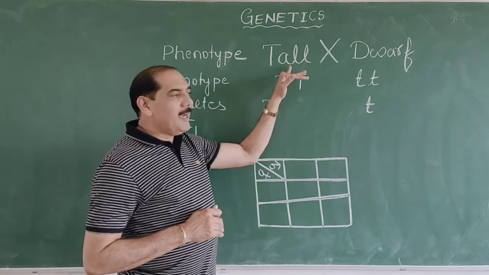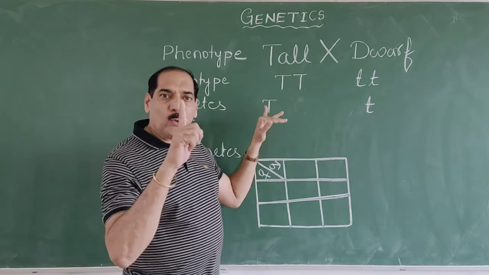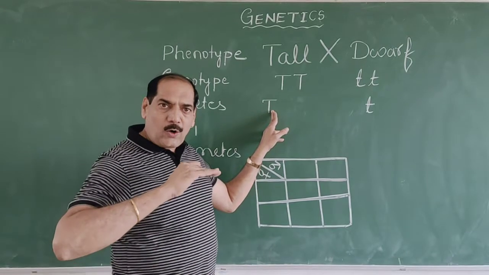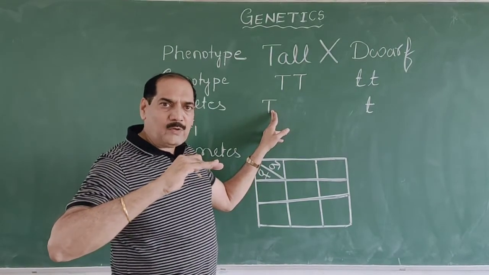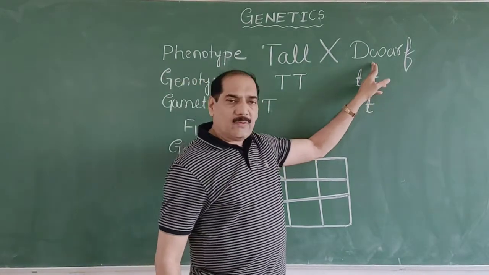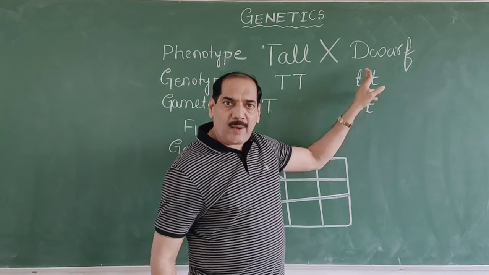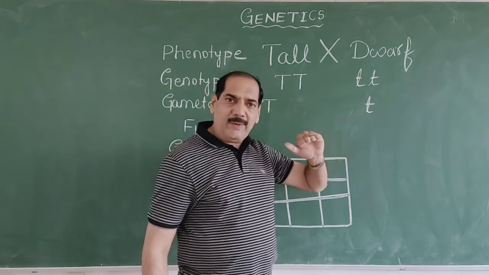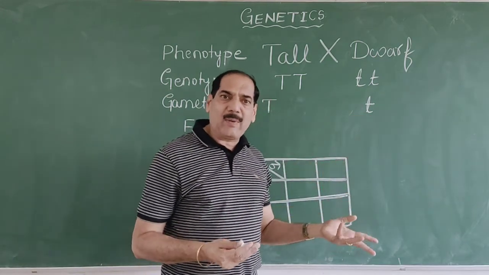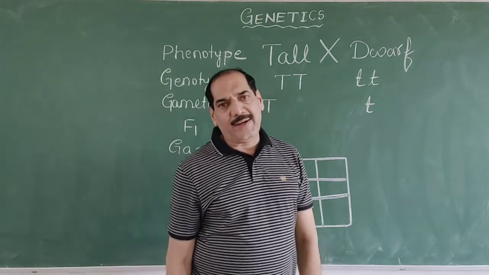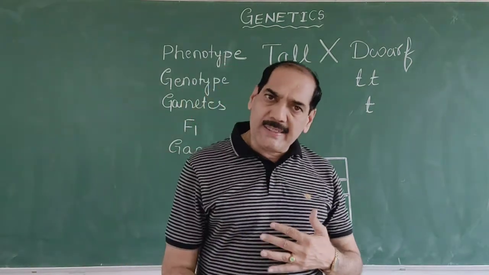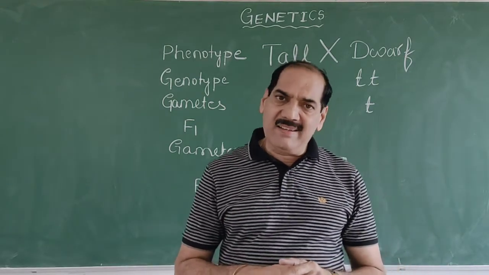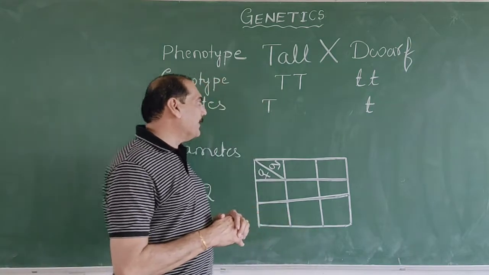How many types of gamete produced from the tall plant? Only one type. If 100 gametes produced, all 100 gametes will be of same type. How many types of gametes produced from the dwarf plant? Only one type. If 100 gametes produced, all will be same, because both the plants are homozygous. You may call it homozygous, or pure breeding. That plant is also called pure breeding.